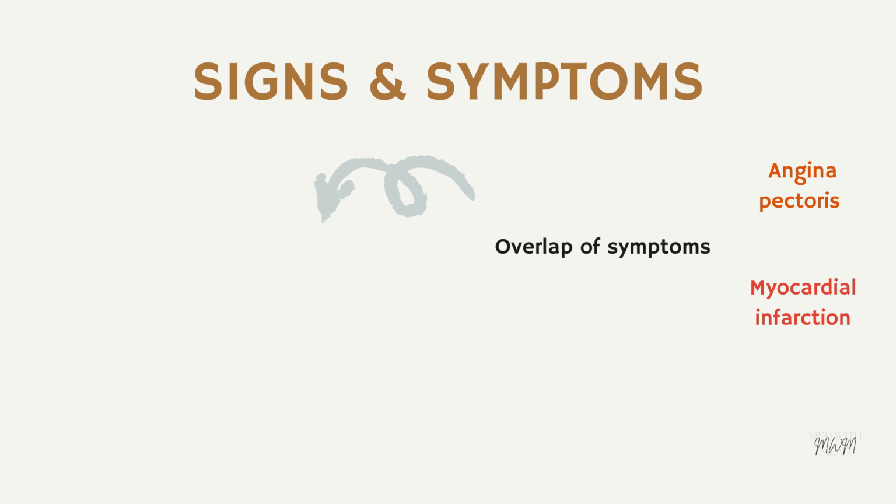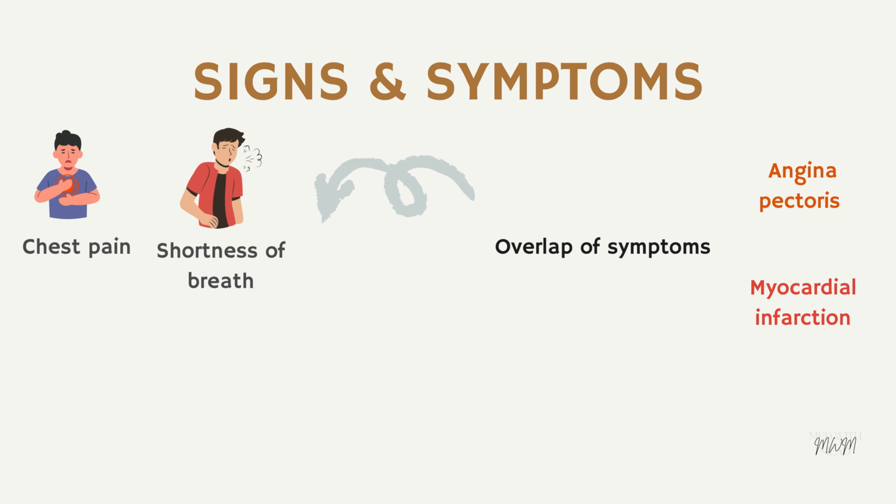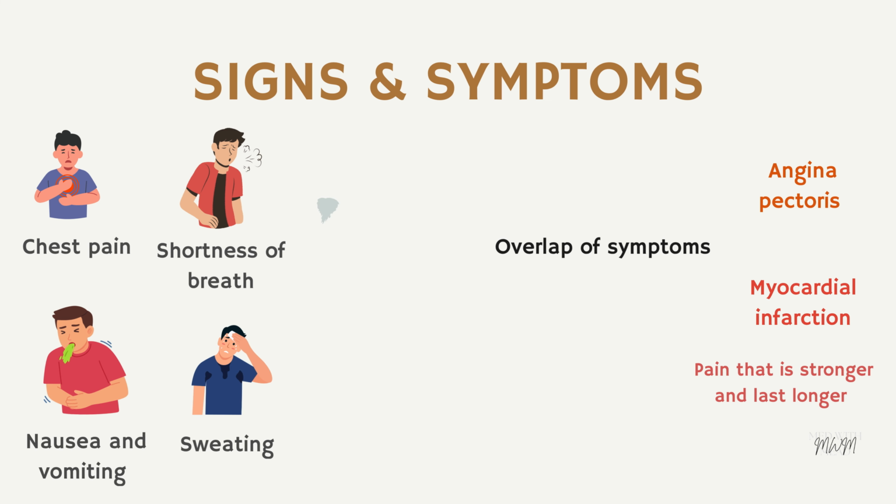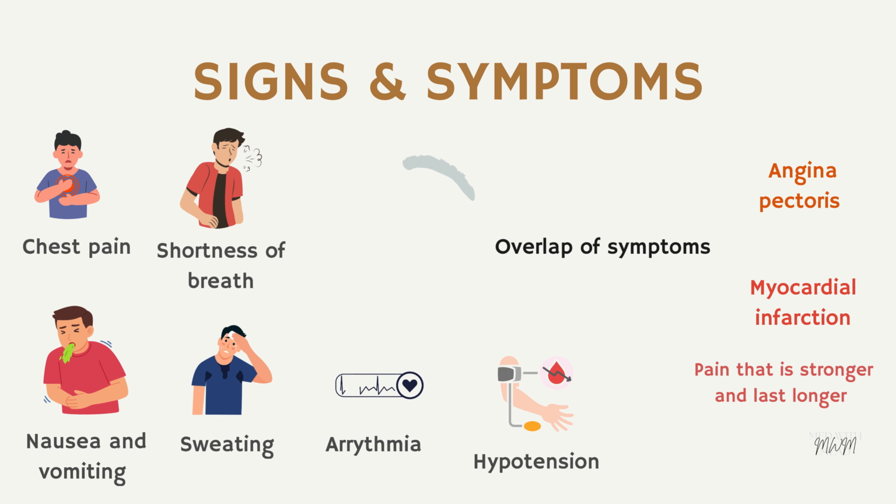Now, the symptoms of angina pectoris and myocardial infarction might overlap, which are chest pain and shortness of breath. But in infarction, the pain is stronger, lasts longer, and doesn't go away with rest or medication. Patients often experience nausea, vomiting, and sweating, and may also develop arrhythmias or hypertension as the heart's pumping ability weakens.